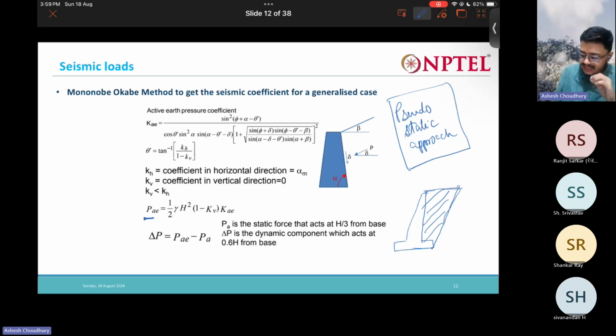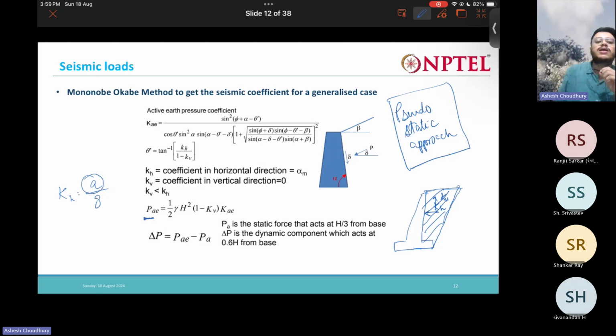So we consider that the earthquake forces are divided into two types. One is the horizontal coefficient, KH, and the other is the vertical earthquake coefficient, KV. These are the earthquake acceleration coefficients. K is nothing but A by G.